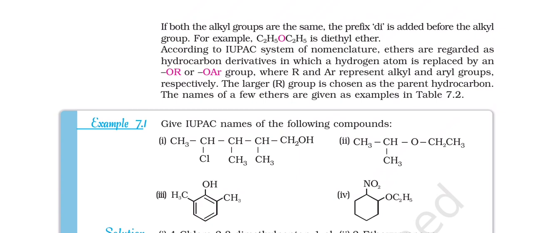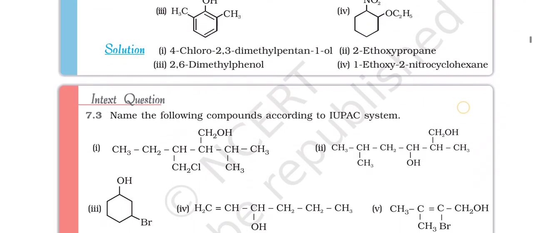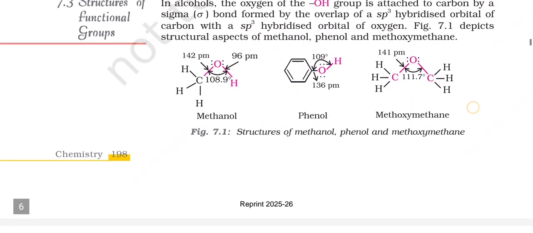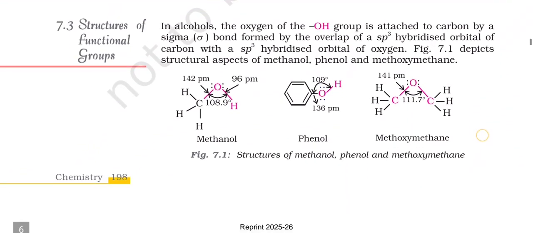According to the IUPAC system of nomenclature, ethers are regarded as hydrocarbon derivatives in which a hydrogen atom is replaced by an OR or OAr group, where R and Ar represent alkyl and aryl groups respectively. The larger group is chosen as the parent hydrocarbon. The names of a few ethers are given as examples in Table 7.2.